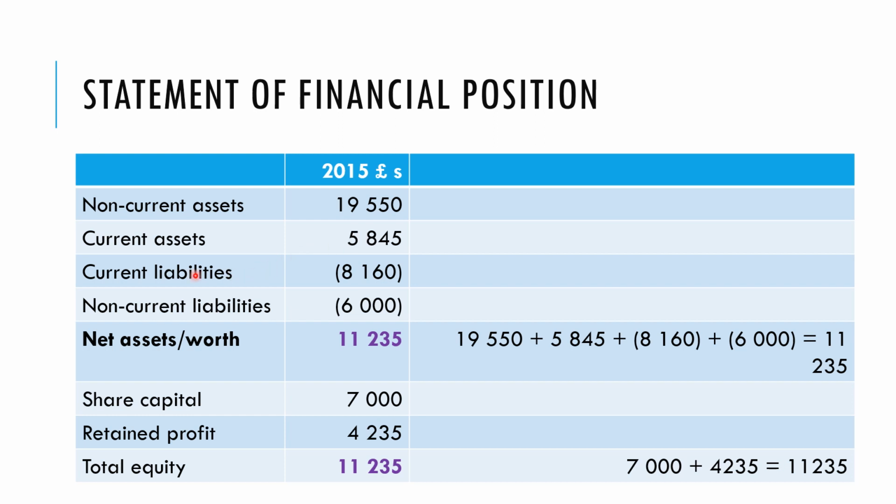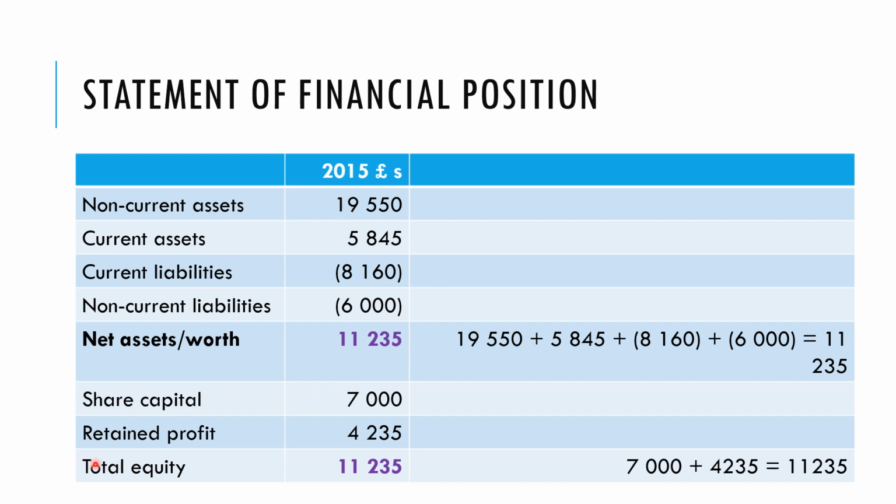Then we've got liabilities, short-term liabilities, debts within 1 year, 8,160, and debts that don't need to be paid within 1 year, 6,000. So if we take all the assets and subtract all the liabilities, we get what's known as net assets or net worth. So in this example, the business is worth £11,235. That's what they own, subtract what they owe. So the business is worth £11,235.